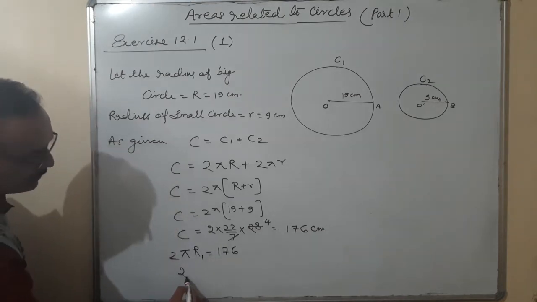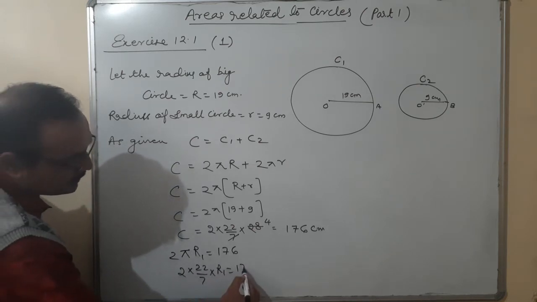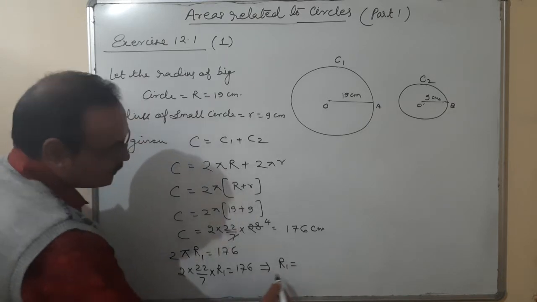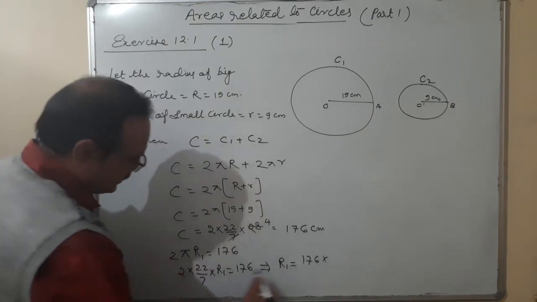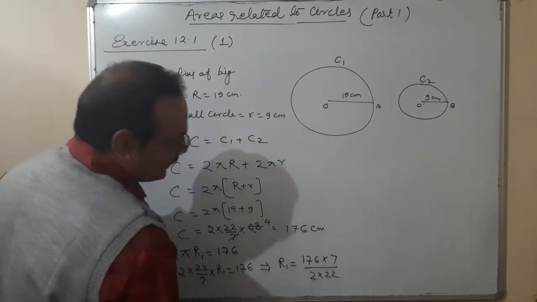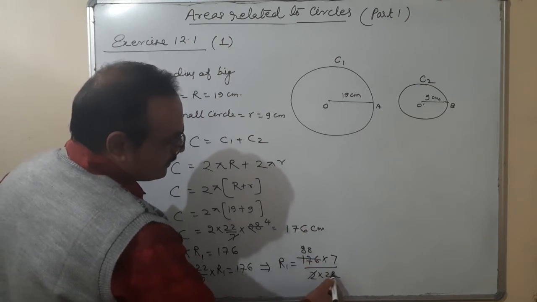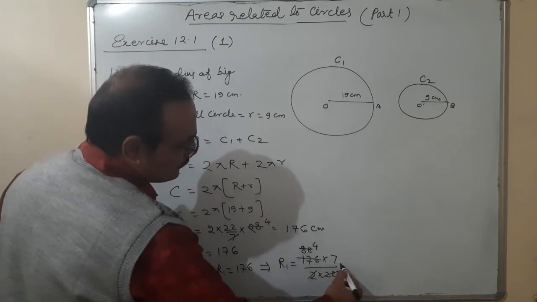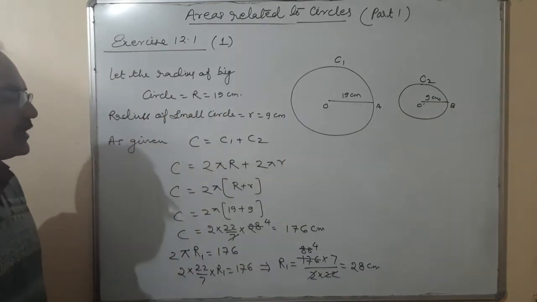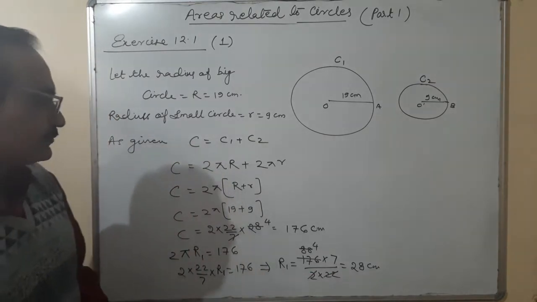Okay, 2 multiplied by 22 upon 7 into R1 is equal to 176. This means R1 is equal to 176 multiplied by 7 upon 2 into 22. Okay, 2 8s are 16, 2 8s are 16, 22 4s are 28... 4 7s are 28 centimeter. So therefore the radius of this big circle is equal to 28 centimeter.